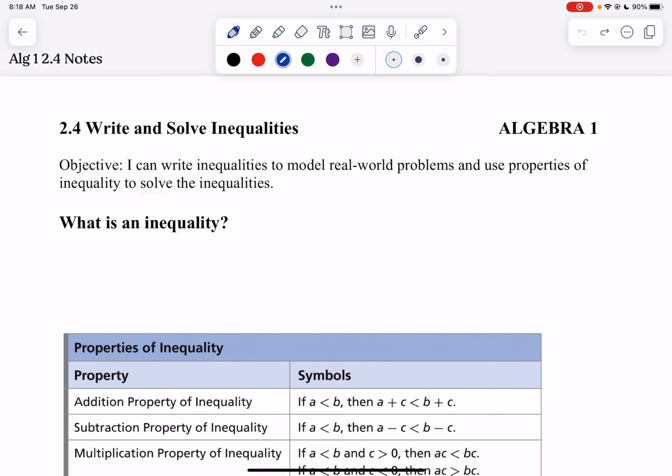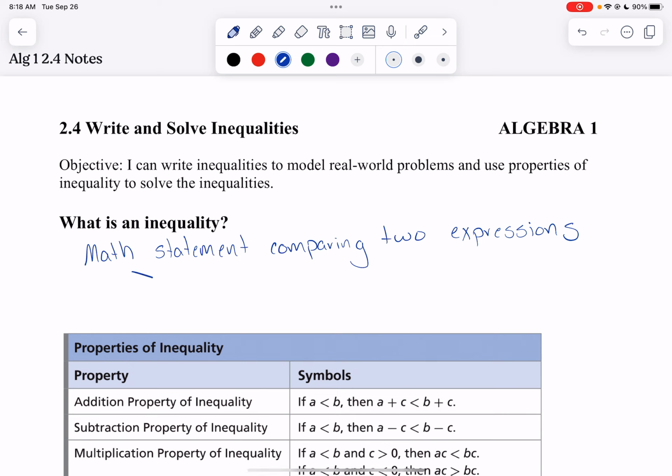So first we need to talk about what is an inequality. An inequality is just a mathematical statement comparing two expressions. So it's comparing them mathematically, which one's larger, which one's smaller. Equalities, from the previous sections, have equal signs. Inequalities have unequal signs. And there's actually 4 of them.